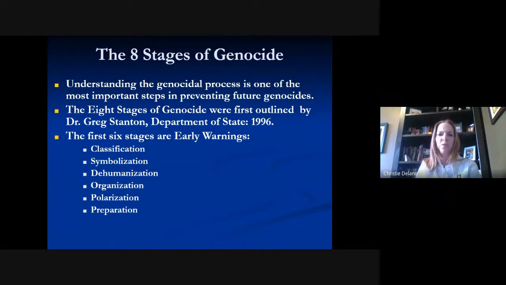This was outlined by Dr. Greg Stanton in 1996. And we're going to go through each of the 8 stages. 6 of these stages are early warning signs, and then the final 2, the extermination and then the denial. So we're going to go through each of these here today.